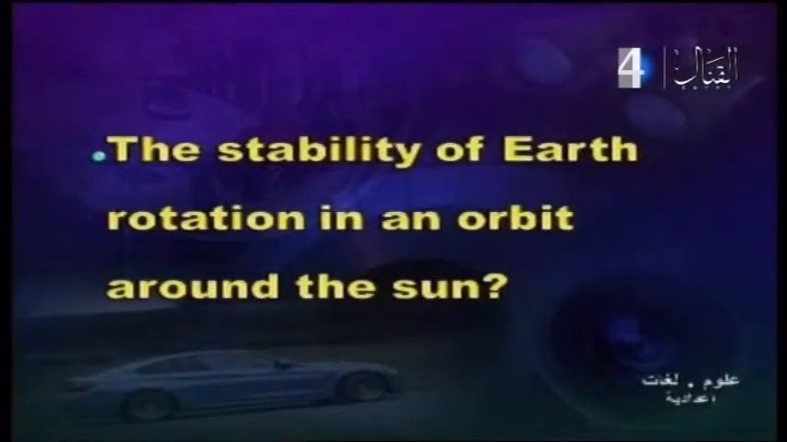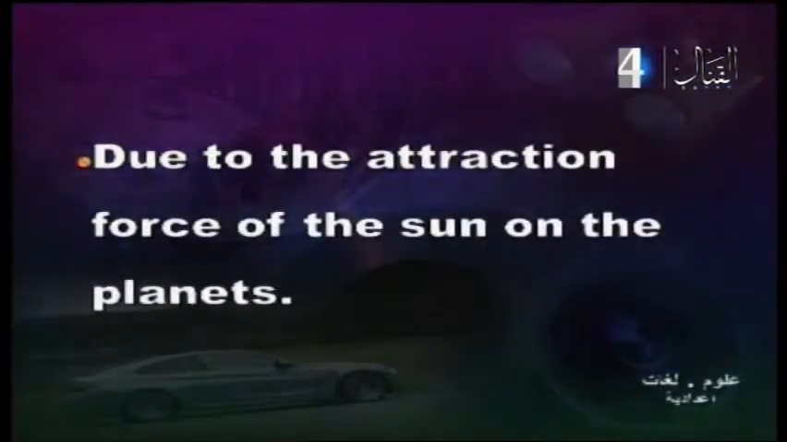The stability of Earth's rotation in an orbit around the Sun. Okay, what is the reason? What is the reason for the rotation of all planets around the Sun? Try to think. Right, due to the attraction force of the Sun on the planets. Don't forget, as the distance between the planet and the Sun increases, the attraction force decreases and the movement of the planet will be slower. So here the reason is related to the attraction force of the Sun.